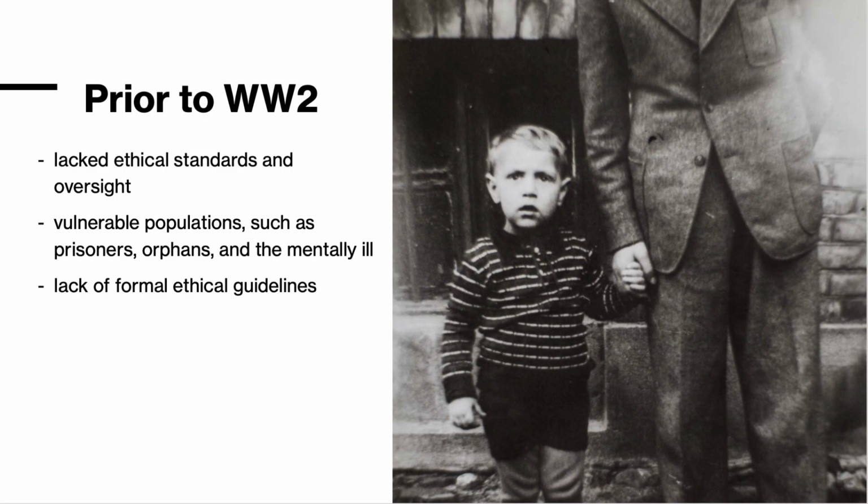So it wasn't until after the war, after World War II, that any sort of significant ethical reforms really came to be. And one of those big ethical reforms that came about were the Nuremberg Code or the Nuremberg Trials. And we'll talk about that in a moment. So this was all prior to World War II. We were doing lots of horrible things to these very vulnerable populations that didn't have a voice of their own, and there was no protection.